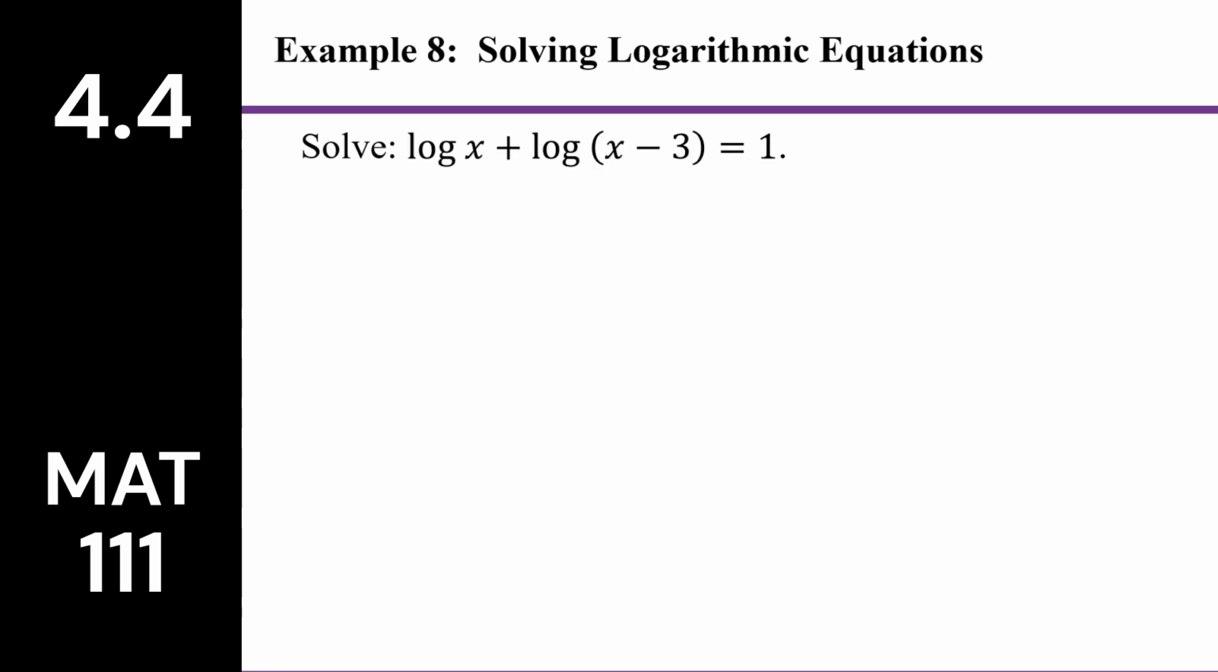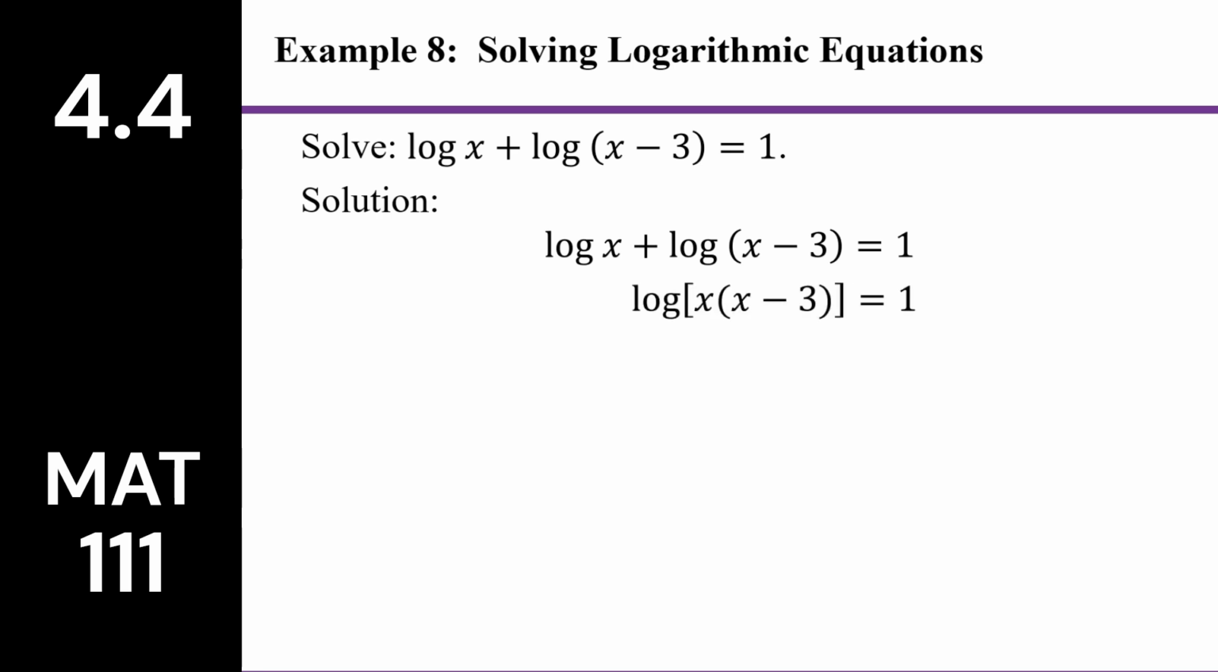Again, in example 8, we'll solve by taking this from logarithmic form to exponential form. But first we have to use the product rule to change the sum of logs to the log of the product. Now we can change forms. Since this is a common log, the base isn't written, so it's assumed to be 10. So we get 10 to the first power equals the argument. Now we have to solve for x. To do so, we distribute the x, getting x squared minus 3x on the right side. 10 to the first is just 10.